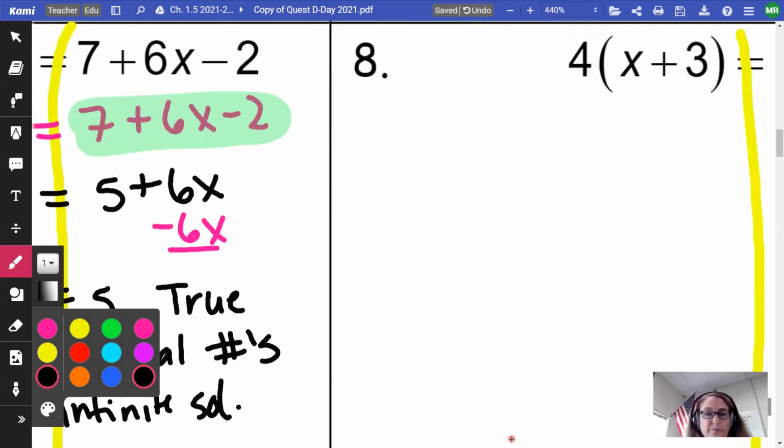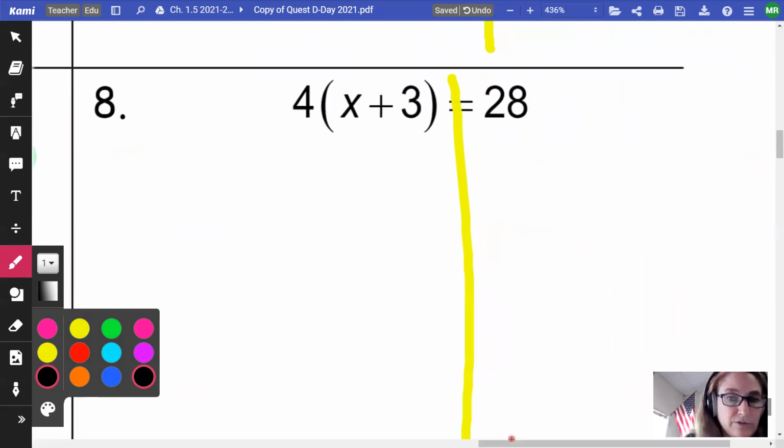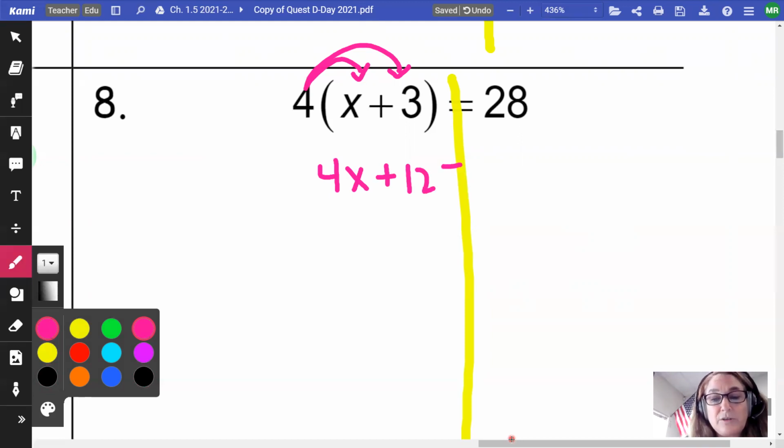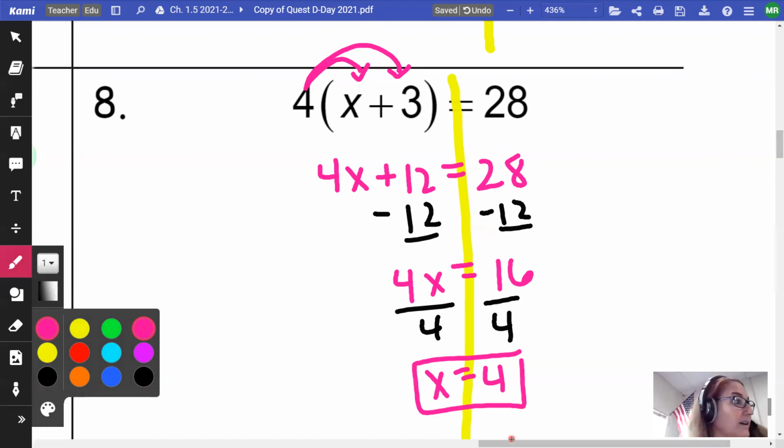On 8, I am going to distribute my 4 to both of these. 4 times x is 4x. 4 times 3 is 12, equals 28. Now I have a two-step problem. I'm going to minus 12 on both sides. And when I do that, I'm going to get 4x is equal to 16. And then I'm going to divide both sides by 4, and I'm going to get x is equal to 4 as my answer.